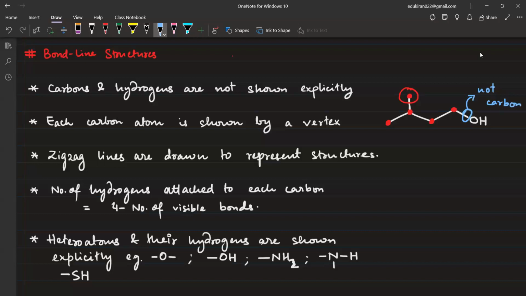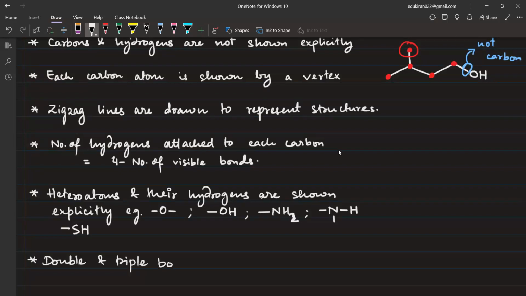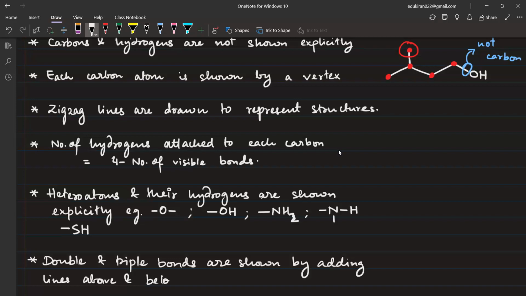So one more thing you can write. Double and triple bonds are shown by adding lines above and below. So for example, if you have something like this, here you have to show a double bond, so you're going to write it like this. To show a triple bond, you're going to write above and below.